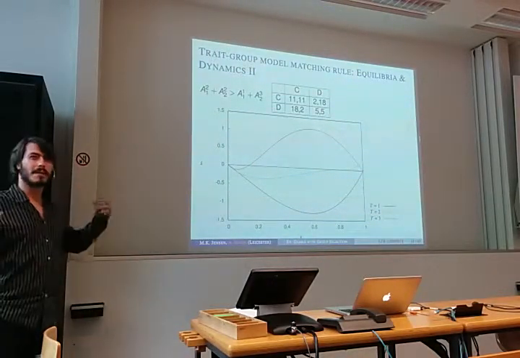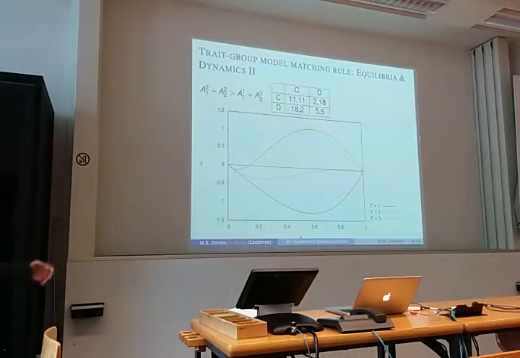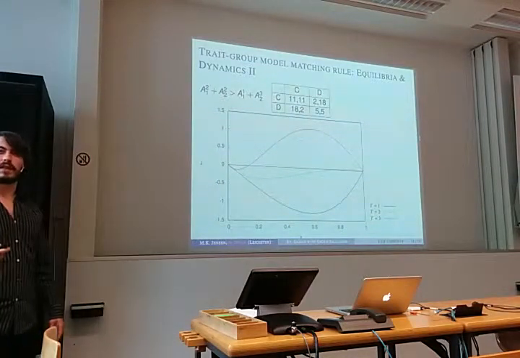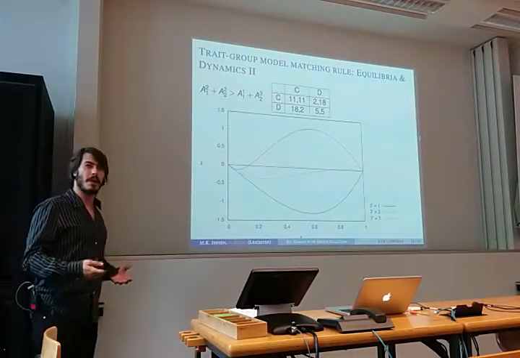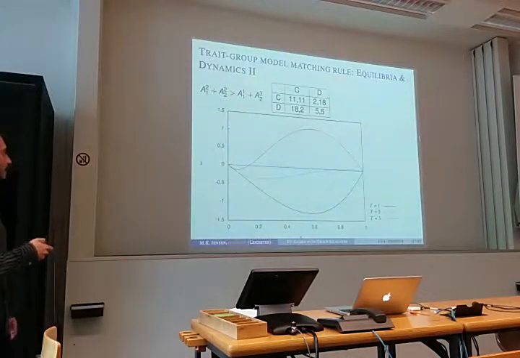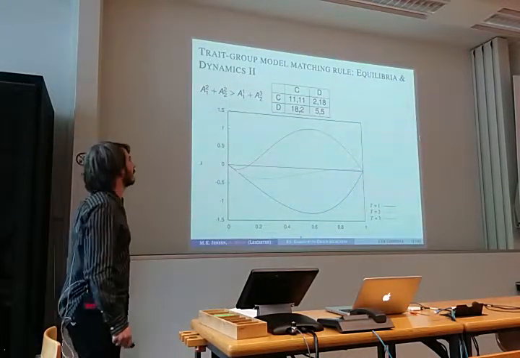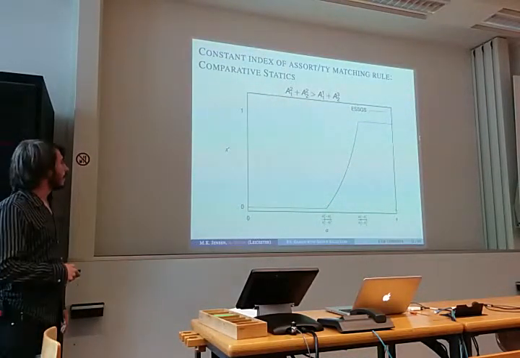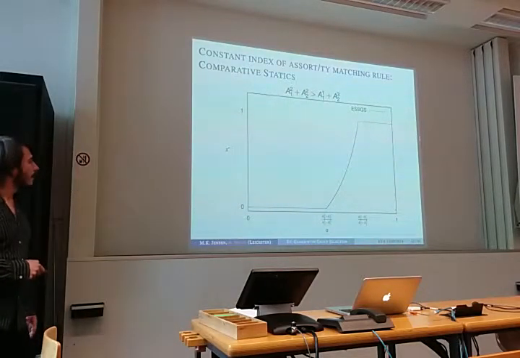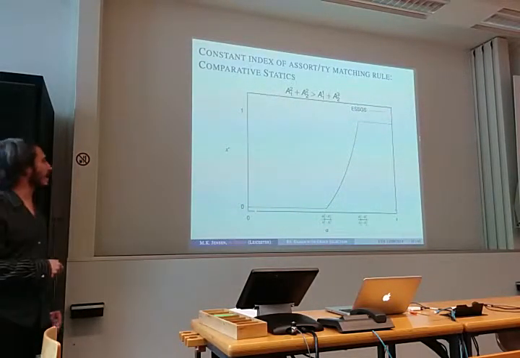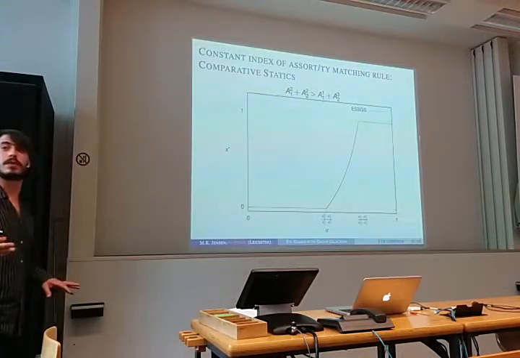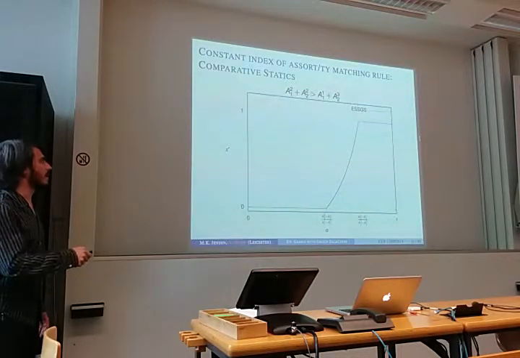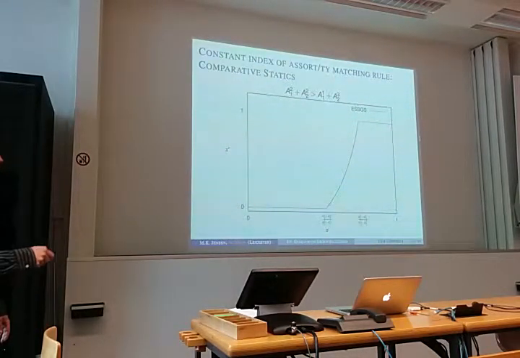So the trait group mechanism doesn't exactly apply a constant index of assortativity. It increases assortativity, of course, but it's not constant for all states. So we can get different dynamics. Again, some comparative statics. As we increase assortativity, under the constant index of assortativity, we always have a unique equilibrium. And that is evolutionarily stable. And this is how it goes.